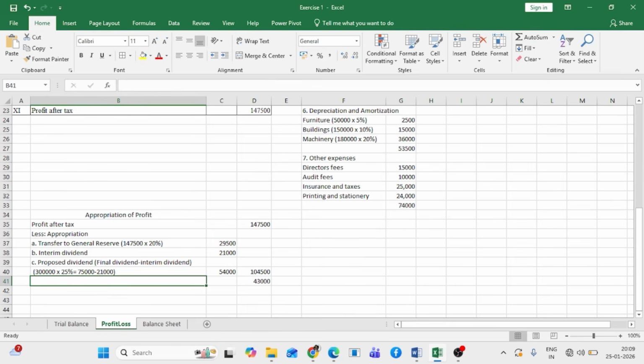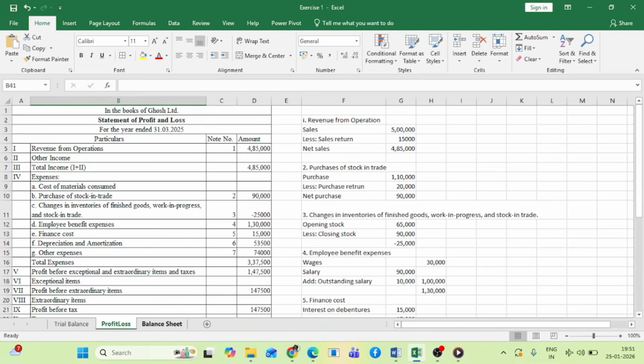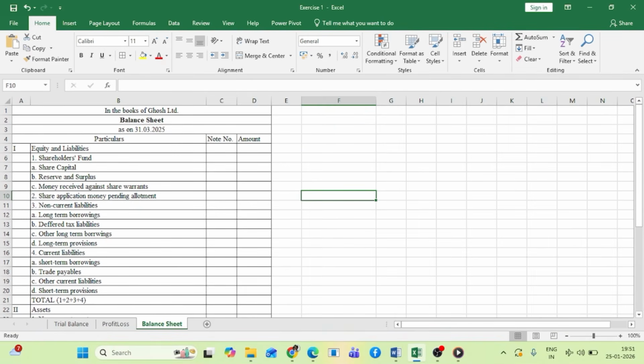in the balance sheet. Okay, so here I'm writing profit transfer to balance sheet. Okay, so here the profit balance is 43,000. Okay, so this is up to profit and loss account. Now start the balance sheet. The balance sheet consists of two parts, that is equity and liabilities, and assets. So let's start with the equity part.